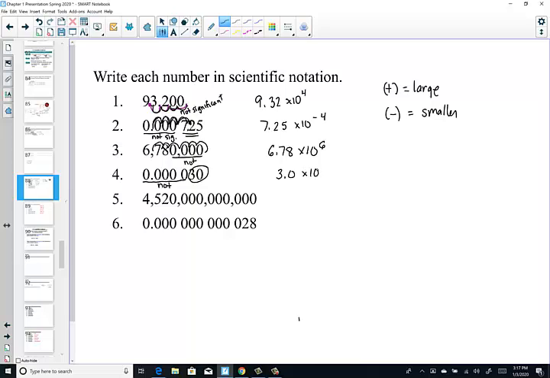Now let's count. How many times did we move the decimal to get the decimal after the number 3? We moved it 1, 2, 3, 4, 5 times. And that will be a negative exponent because it's a very tiny number.